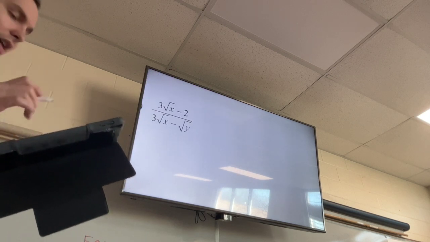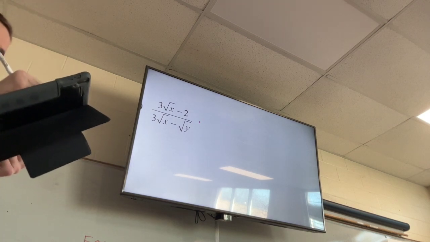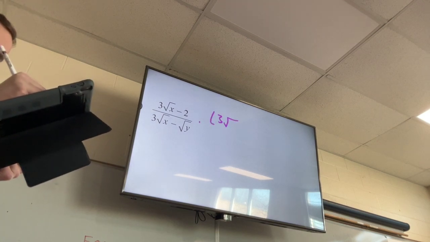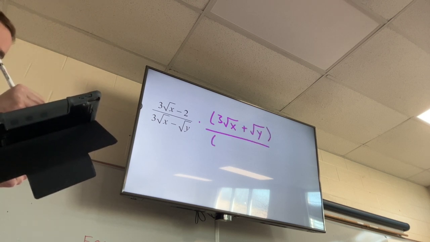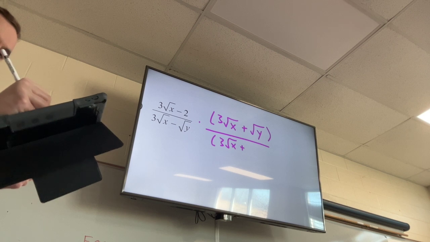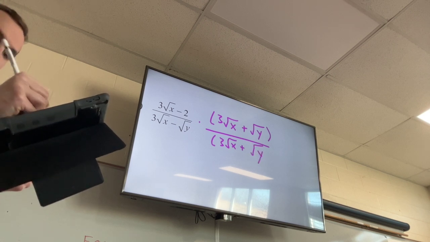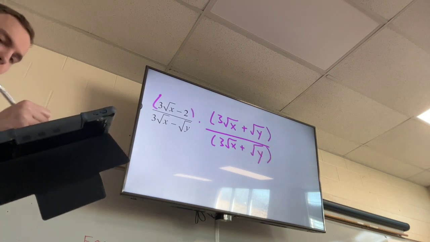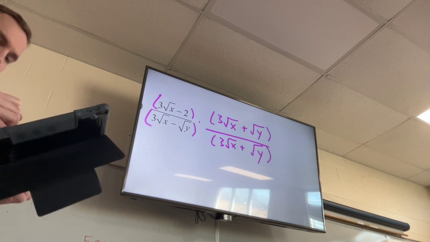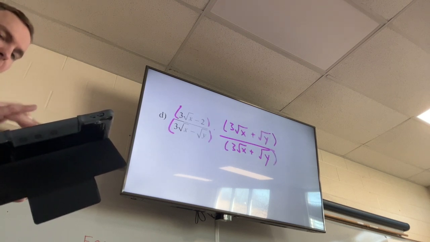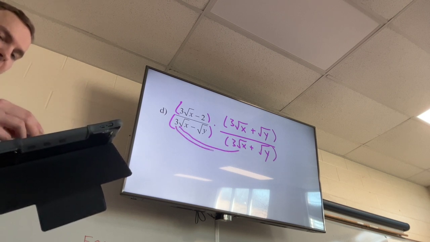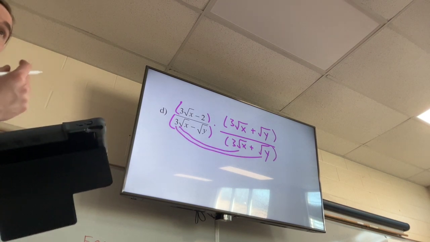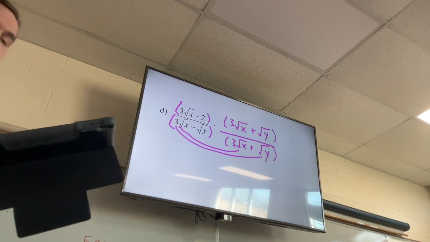Let's do D real quick, okay? So what's my conjugate here? Plus root y. All right guys, bear with me for a couple more minutes. Put parentheses around everything and FOIL. Let's FOIL the bottom first because it's a little simpler. It's just going to be first and last, since the outer and inner are going to cancel because we're multiplying two conjugates together.